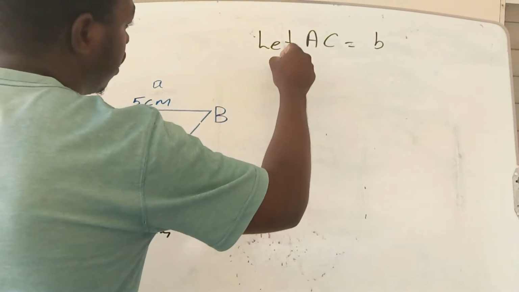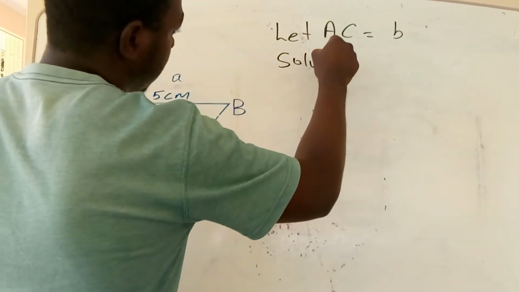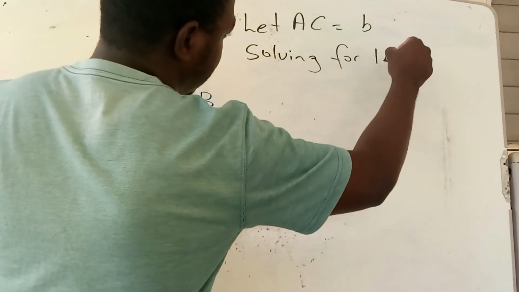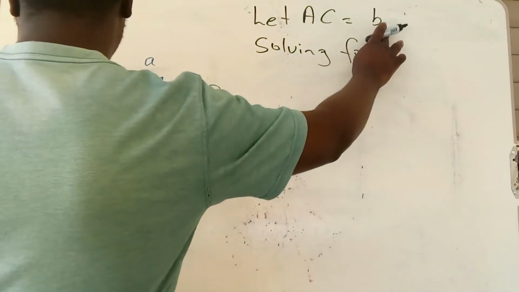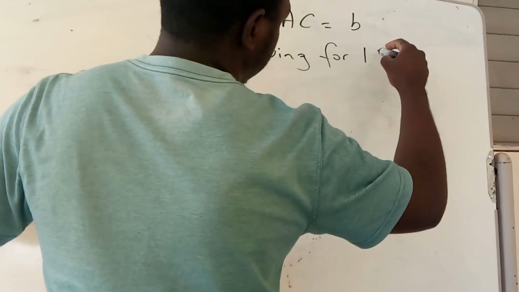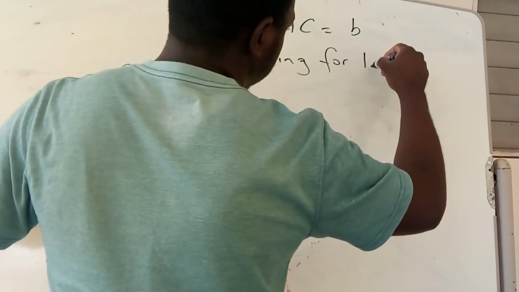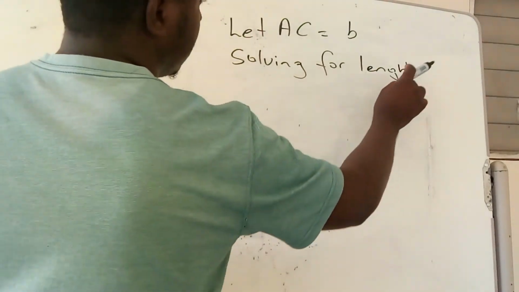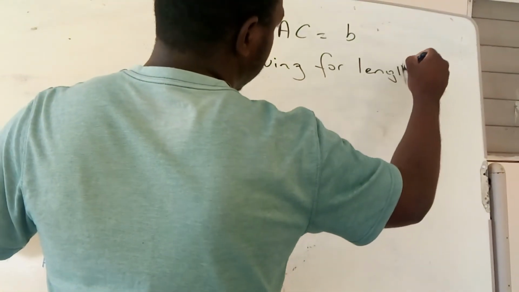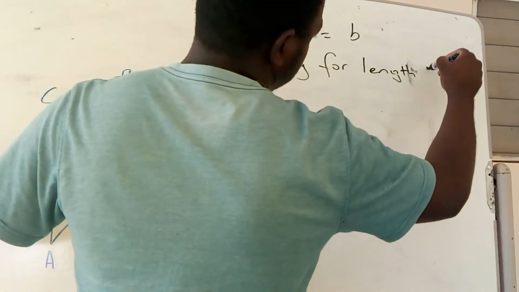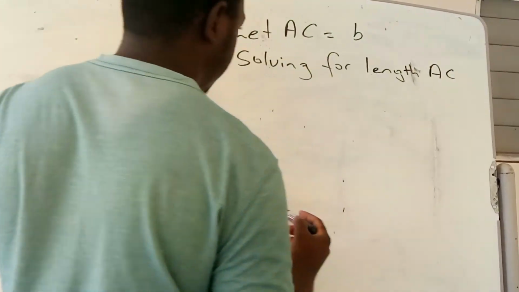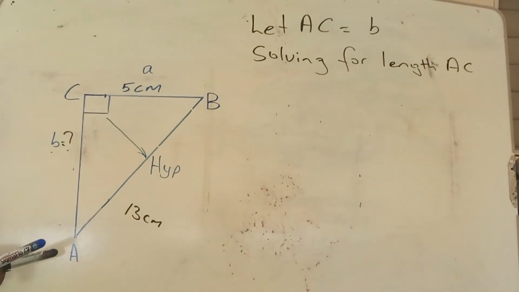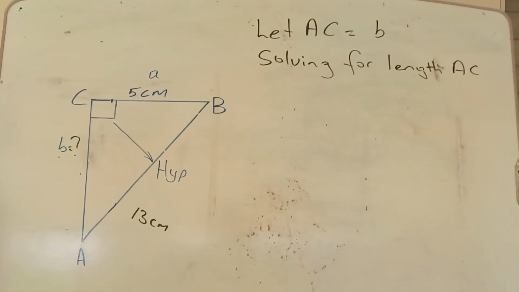Right? And let me just write it out. We are solving for the length B now, right? So we're solving for the length, which is AC. So that's what we want to find, right? So we want to find the value of AC. Let's say we didn't know.